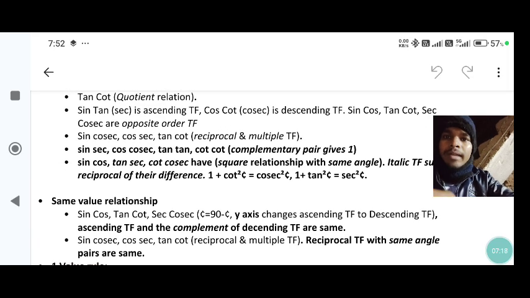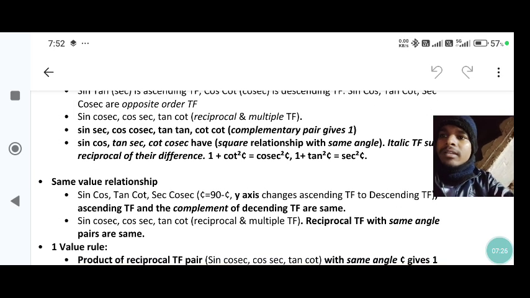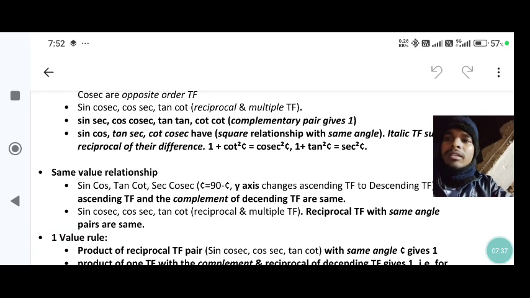So sin cos, tan cot and sec cosec are called opposite order functions, which form a pair. Here sin cosec, cos sec and tan cot also form a pair, which is called reciprocal and multiple trigonometric function, because these two pairs are the reciprocal of each other, and if you multiply these two, it will give 1 as a value. Also sin and sec, cos and cosec, tan and cot are complementary pairs, whose multiplication gives the value of 1.